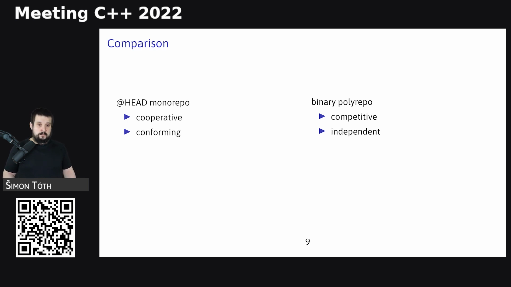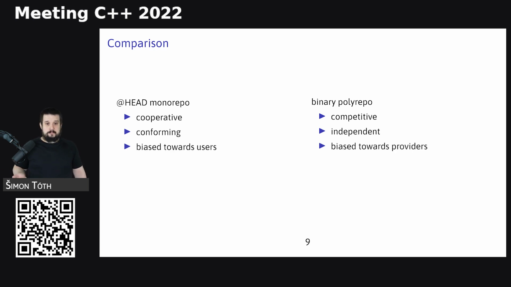The monorepo also implies a conforming environment. Since all the code is in one repository, this implies common tooling, common code style, processes, and so on. With the binary polyrepo, each project can have its own tooling and style. As a consequence, there is a definite bias in these two models. In the monorepo, it is the users of dependencies that have the easier time. And in the binary polyrepo, it's the providers of dependencies that have the easier time. So do choose carefully.